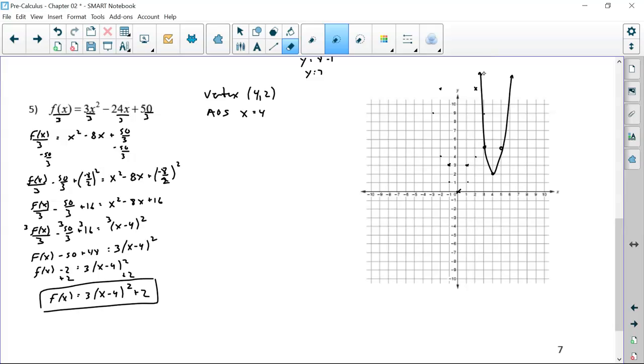Now, there's our graph. You can see that we're opening up above the x-axis. We're not going to have any x-intercepts. So for our x-intercepts, there are none.